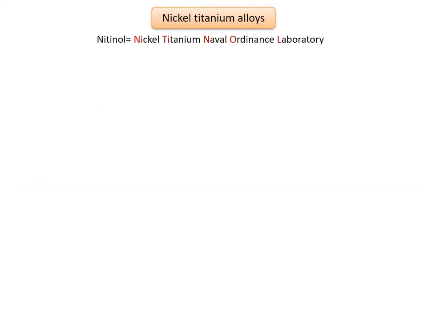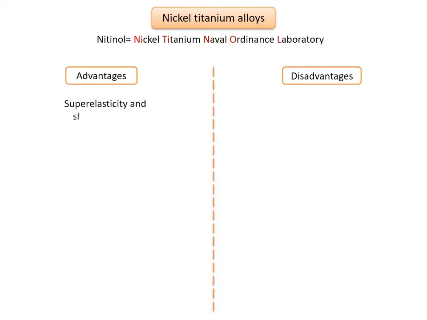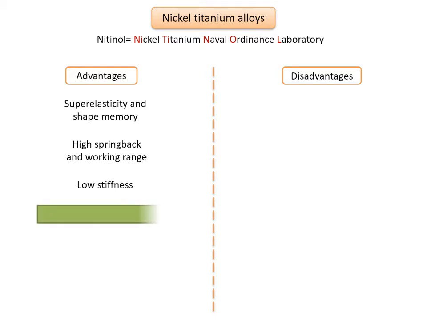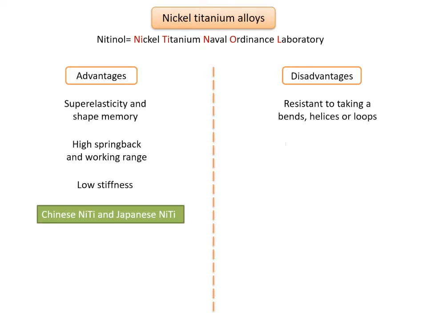The other advantages of nickel titanium alloys are their high spring back and working range. We discussed spring back in the previous presentation. It has low stiffness. Two new superelastic nickel titanium wires have also been introduced, namely Chinese nickel titanium and Japanese nickel titanium. The disadvantages of nickel titanium alloys are that they resist taking bends, forming helices or loops, and cannot be soldered or welded.